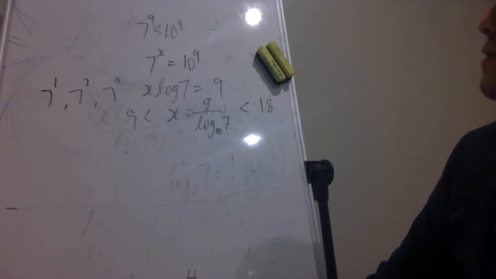If you had 7 squared is 49. Twos and fives, they're not so easy to divide.